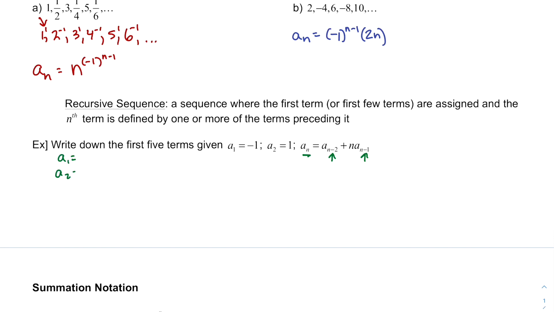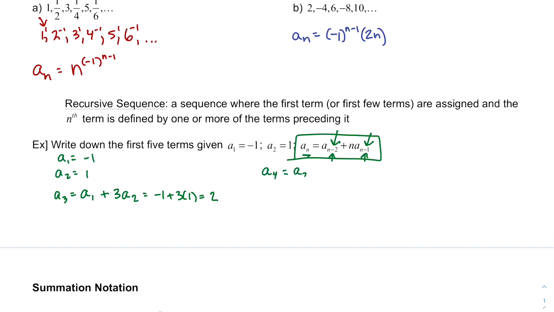So you want to find the first 5. Well, the first 2 are given, so let's write those down. A sub 1 was negative 1. A sub 2 was 1. Now to find a sub 3, I'm going to rewrite the formula, this one here, replacing n with 3. So we need to find a sub 1 plus n, n is 3, times a sub 2. So I got those subscripts because 3 minus 2 is 1, and 3 minus 1 is 2. So a3 is negative 1 plus 3 times 1, so it's 2.